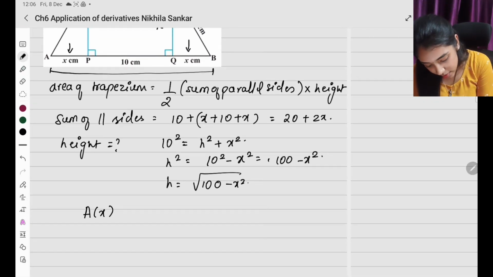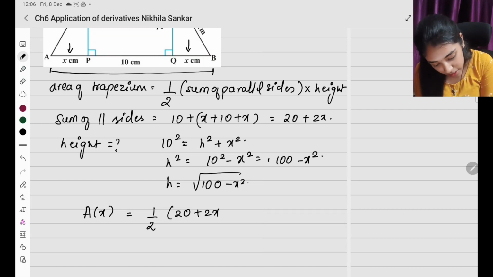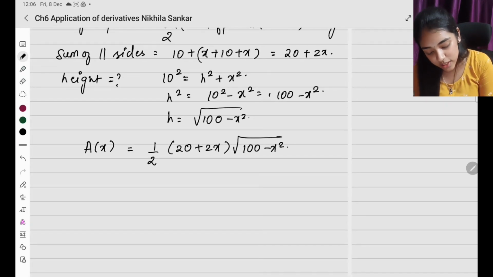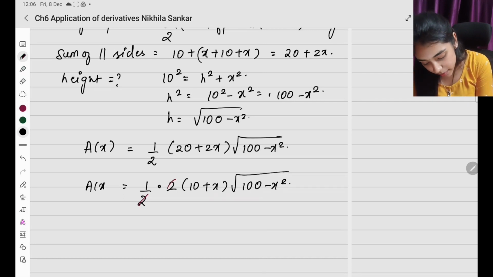Now area of trapezium. I have everything with respect to x. So area A of x equals half times the sum of parallel sides, which is 20 plus 2x, times the height, which is square root of 100 minus x square. So I can take 2 common. So I have half times 2 times 10 plus x times square root of 100 minus x square. I can cancel the 2 and the 2, and this is going to be my area function.